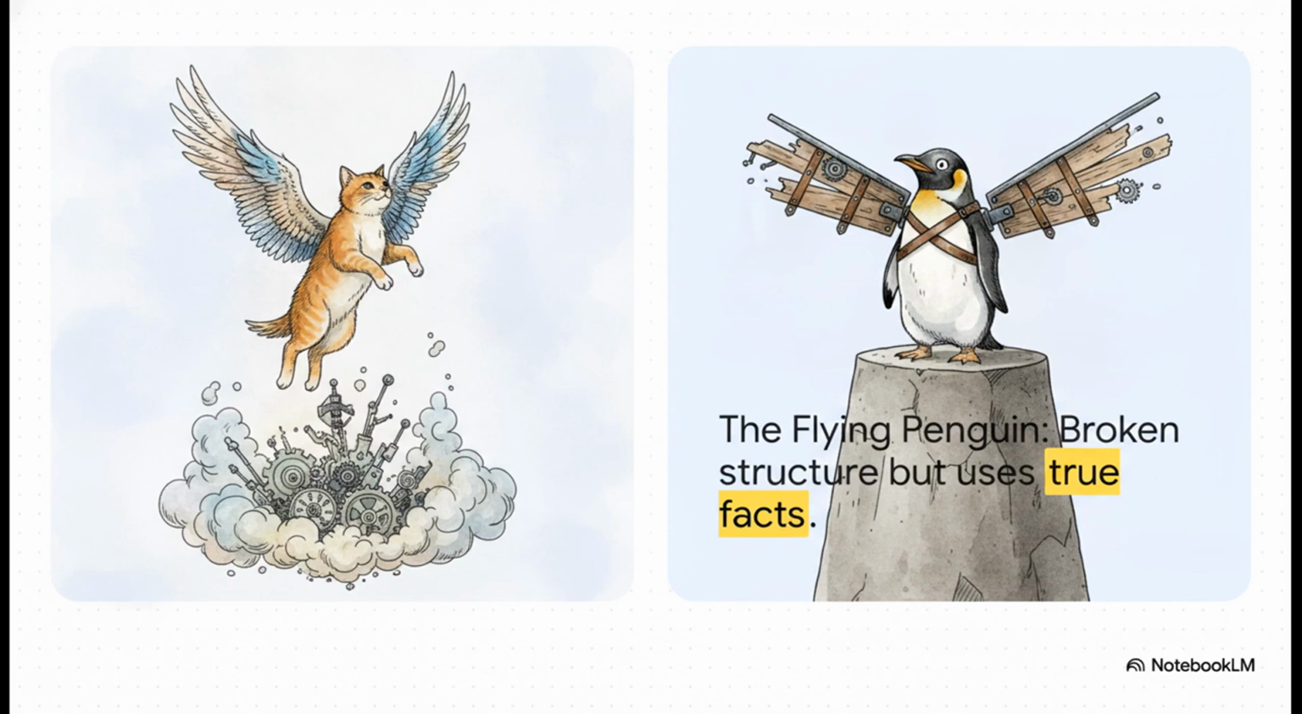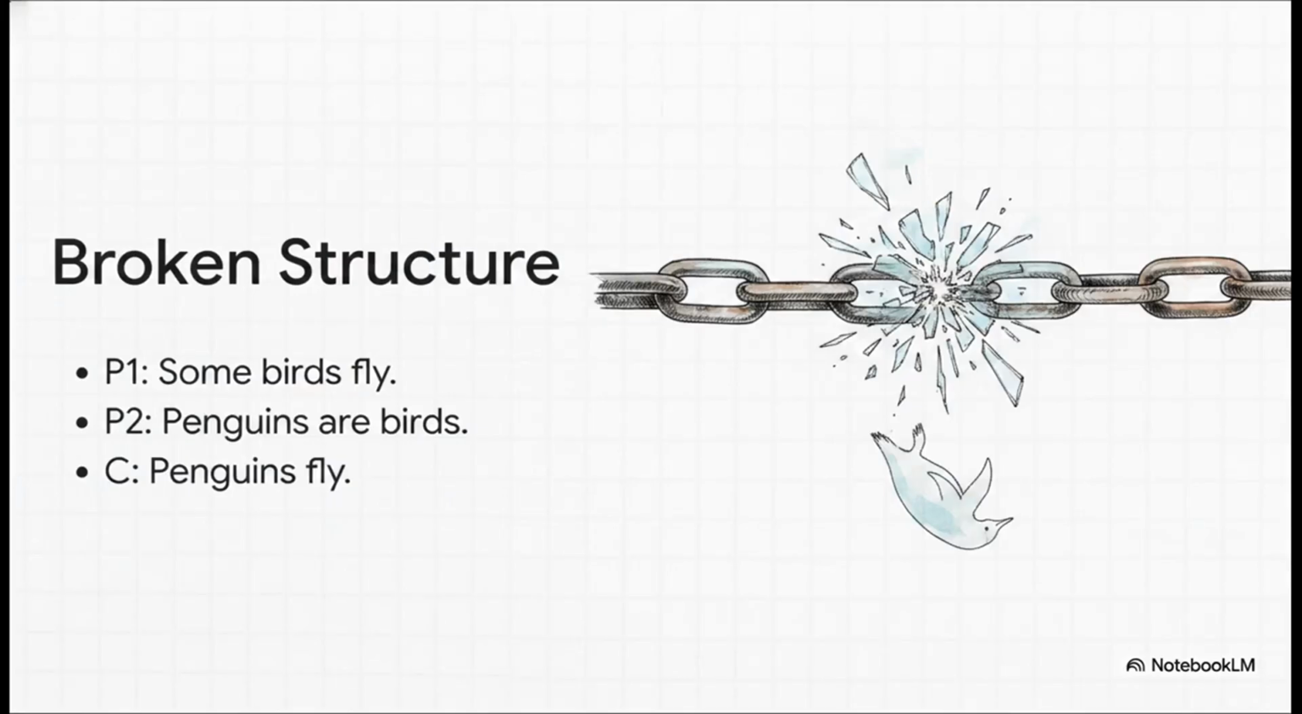This is when an opponent uses a completely broken logical structure, but they dress it up with 100% true facts. Let's break down this flying penguin trap. Premise 1, some birds can fly. Premise 2, penguins are birds. Conclusion, therefore, penguins can fly. At first glance, your brain probably says, yeah, that sounds totally reasonable.